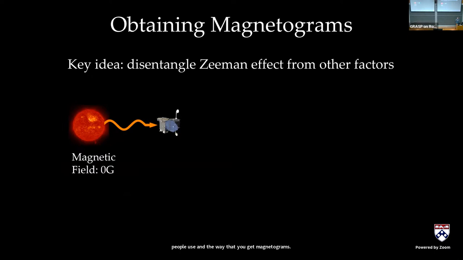The key idea is that you're gonna disentangle the Zeeman effect from a couple of other factors. And to anyone with a physics background, I apologize, this is a dramatic oversimplification. I'm happy to talk about the actual details. But here's a general gist.